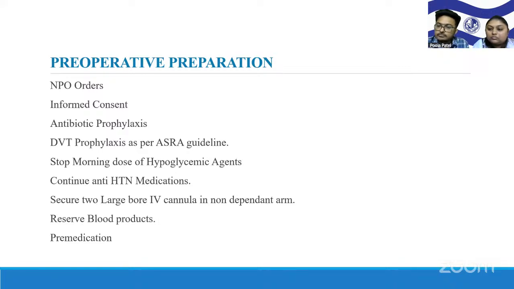Okay, now which mode of anesthesia would you like to prefer for this patient and why?